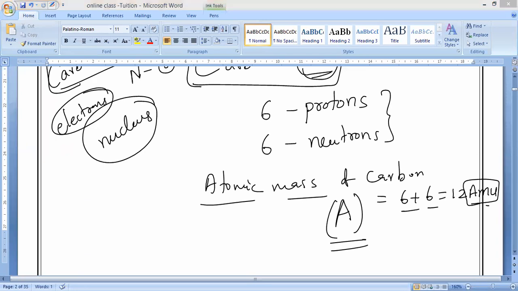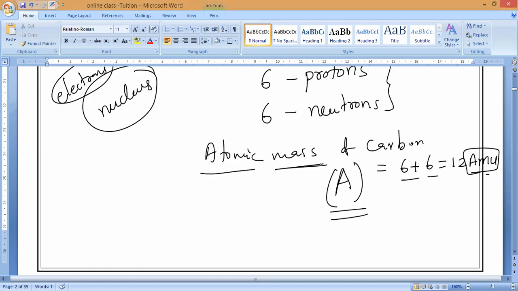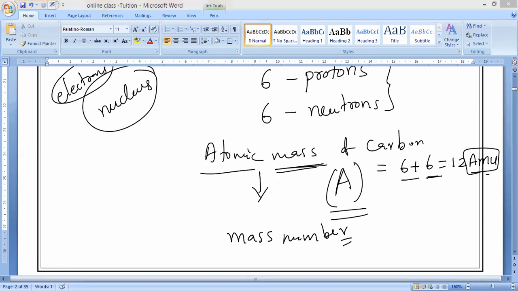So if somebody asks, what do you mean by carbon 12? 6 protons and 6 neutrons in the nucleus. So what is its mass number? 12. 12 AMU. What should we call it? Atomic mass. Also we can call it the mass number. 6 plus 6 equals how much? 12.